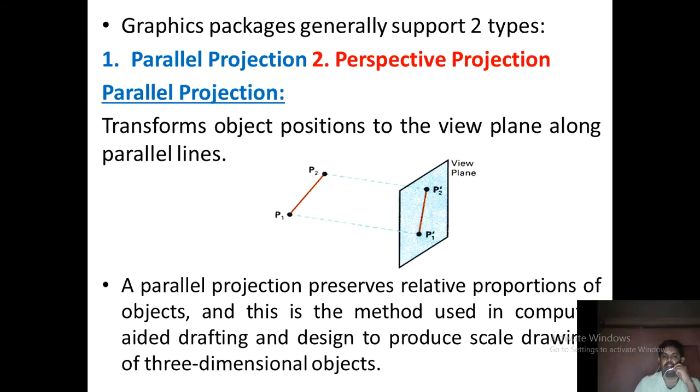Parallel projection preserves the relative proportions of an object. For example, if the original line is 2 inches, then on your monitor also the line will be 2 inches. This is the method used in computer-aided drafting and design to produce scale drawings of three-dimensional objects. Architects prefer this one.